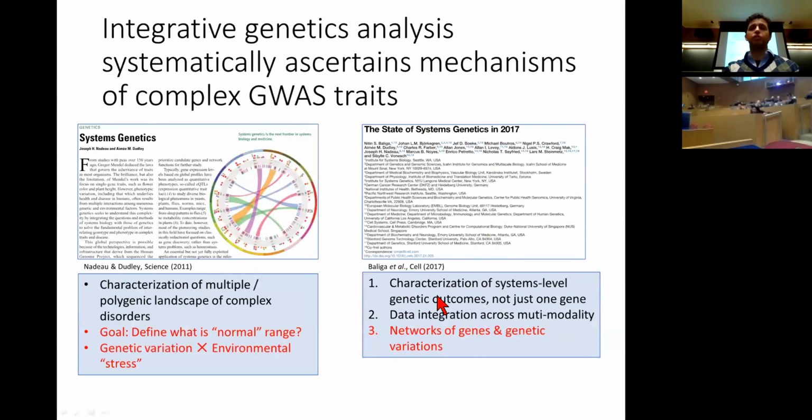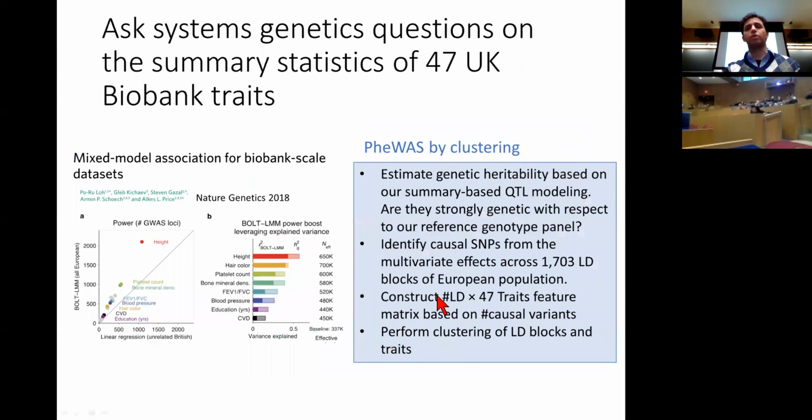We're still missing a lot of the inference of networks and genes and correlations. But now with larger and larger biobanks that have genotyped individuals across thousands of traits, each profiled for thousands of traits, we can actually go a step beyond that and truly deliver on the promise of system genetics.